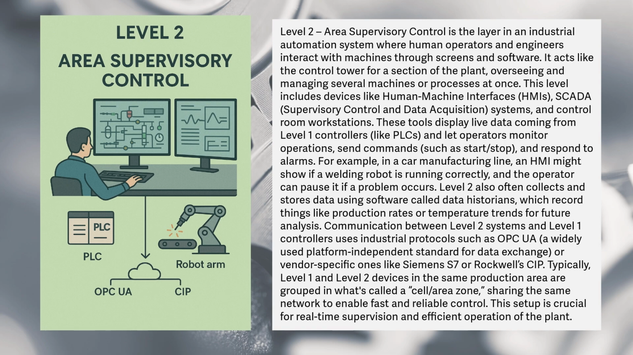Typically, Level 1 and Level 2 devices in the same production area are grouped in what's called a cell/area zone, sharing the same network to enable fast and reliable control. This setup is crucial for real-time supervision and efficient operation of the plant.